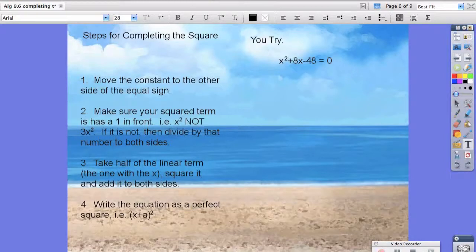Now it's your turn. Try completing the square for this one problem, and when you're done, make sure to add these onto your notes. That's all for now.